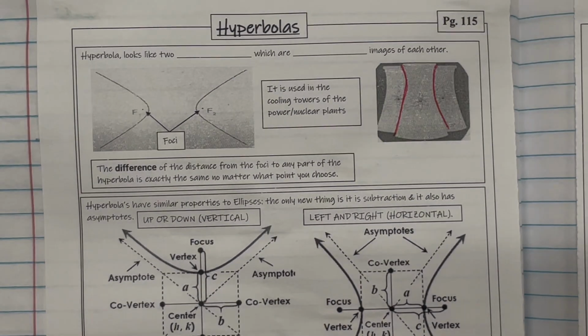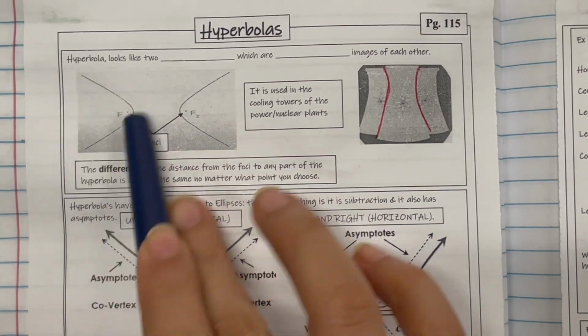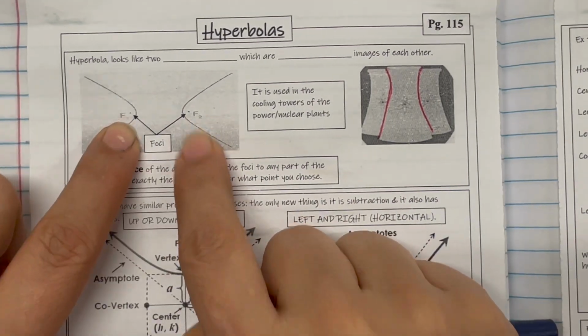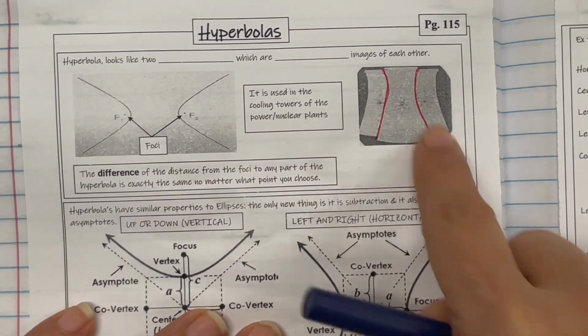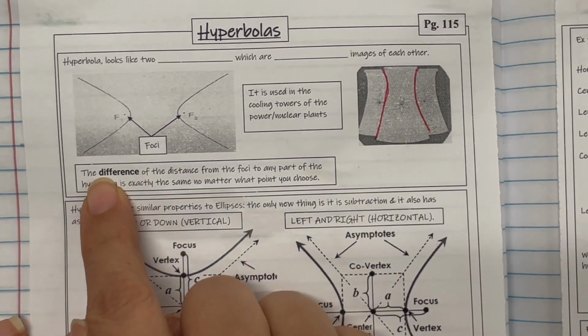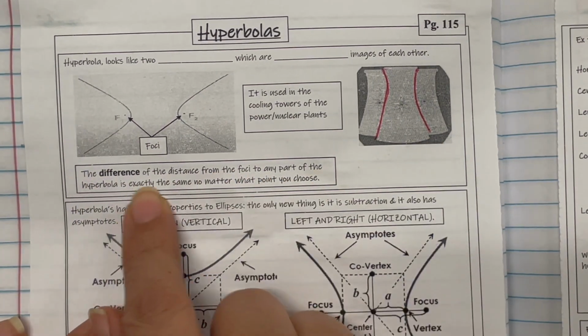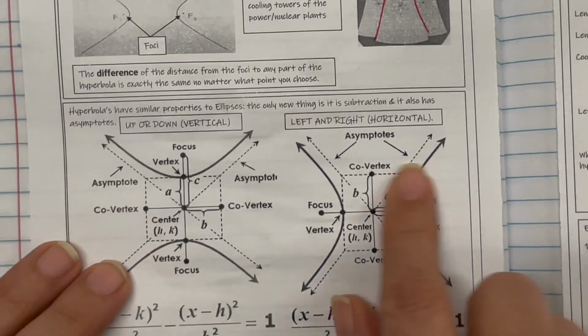All right, so we're going to take a look at hyperbolas. Hyperbolas have two focal points. They look like that. The difference of the distances from the foci to any point on the hyperbola is exactly the same no matter what point you choose. So unlike an ellipse, where you're adding, a hyperbola is a difference. And it's mainly used in cooling towers of power and nuclear plants.